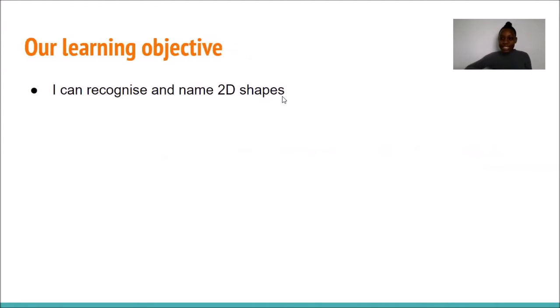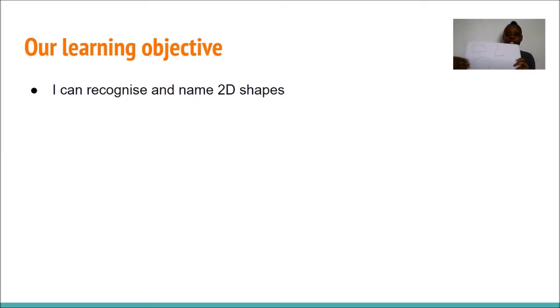So I think we're all ready now to start our new topic in maths today. And our learning objective is I can recognise and name 2D shapes. So to classify a 2D shape, I have an example here. A 2D shape is a shape that is completely flat and has no depth to it. You can't physically pick it up or touch it because it is 2D.